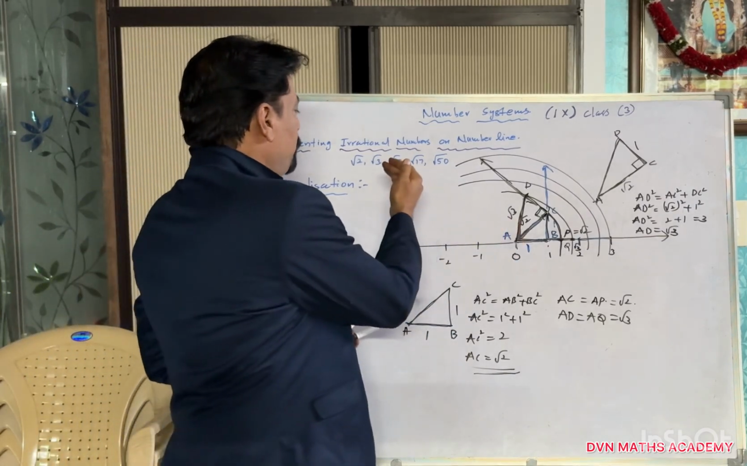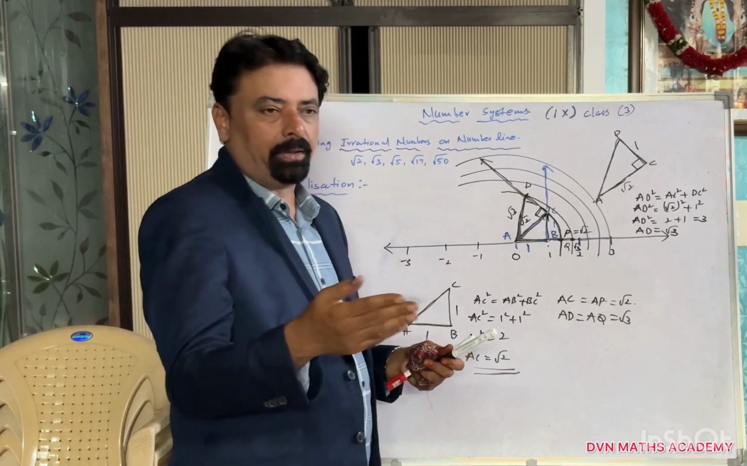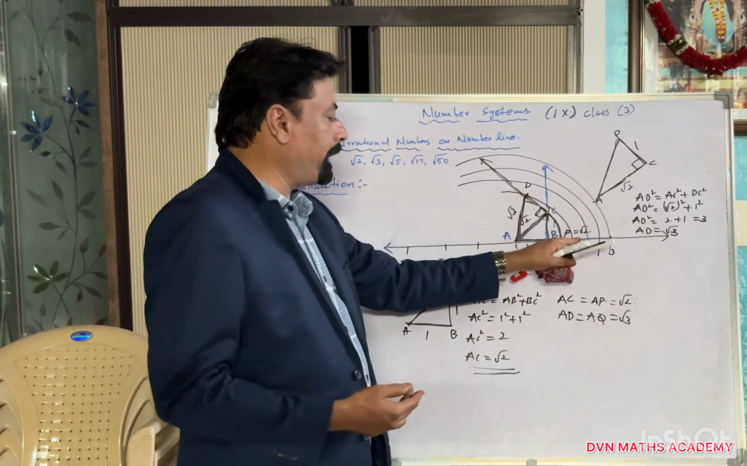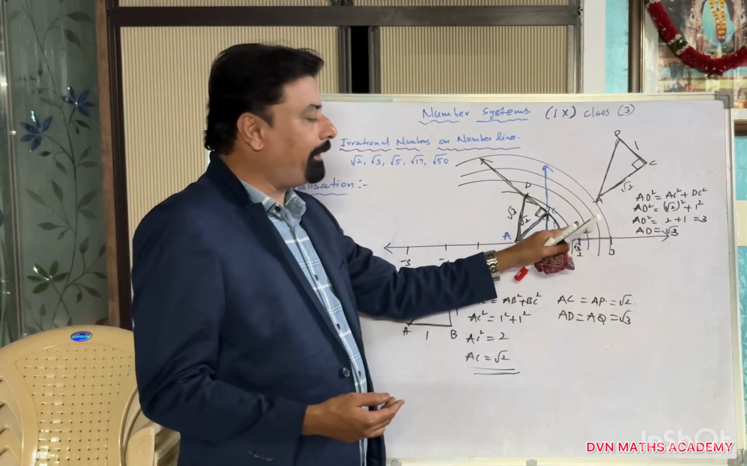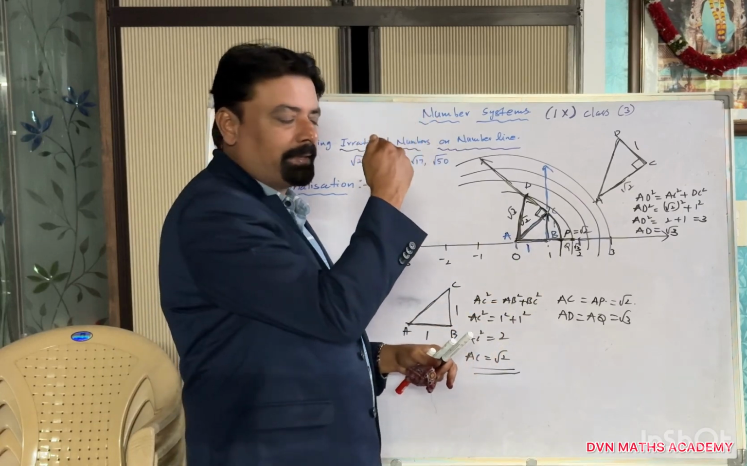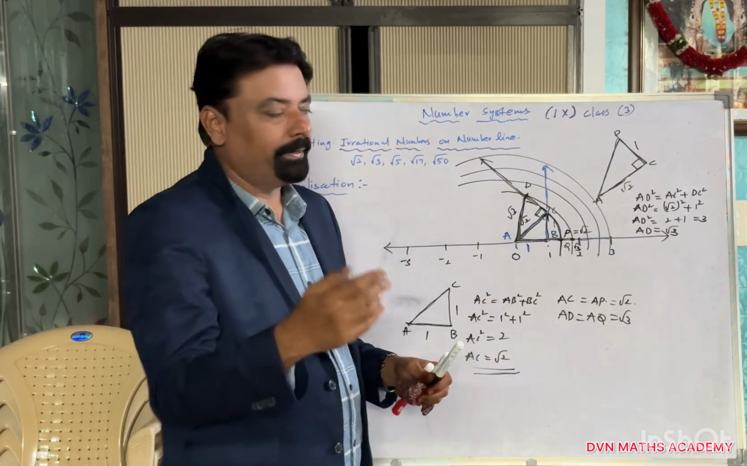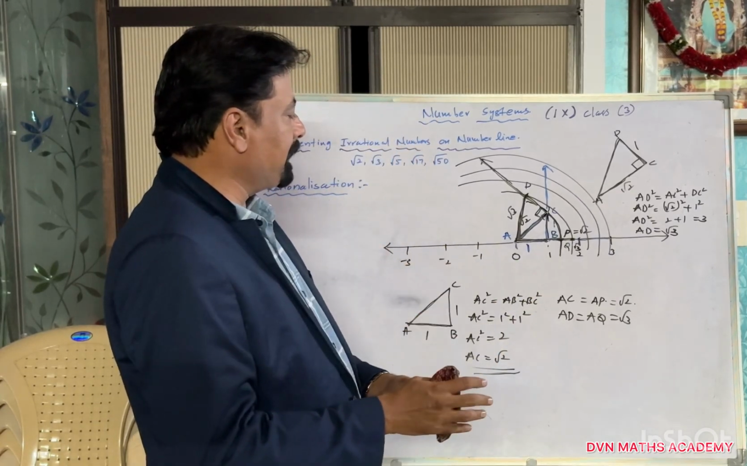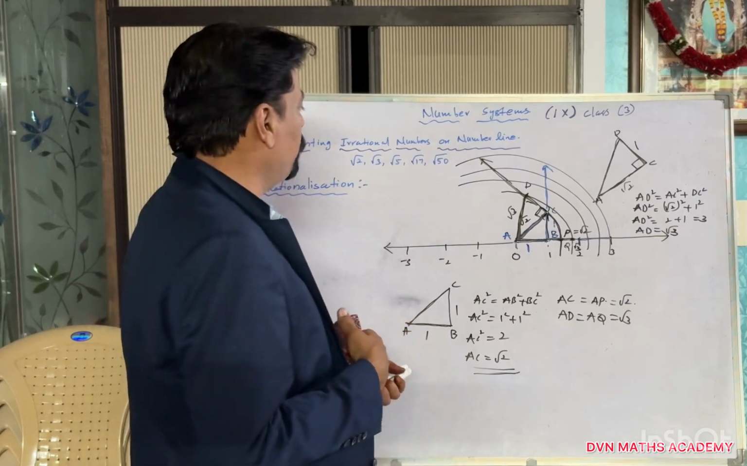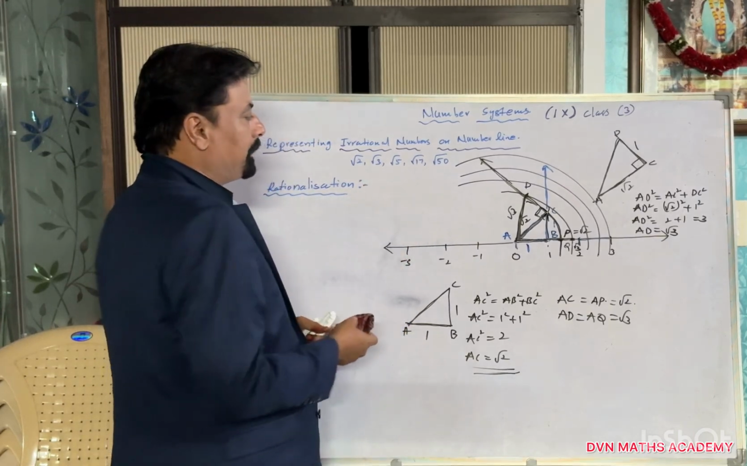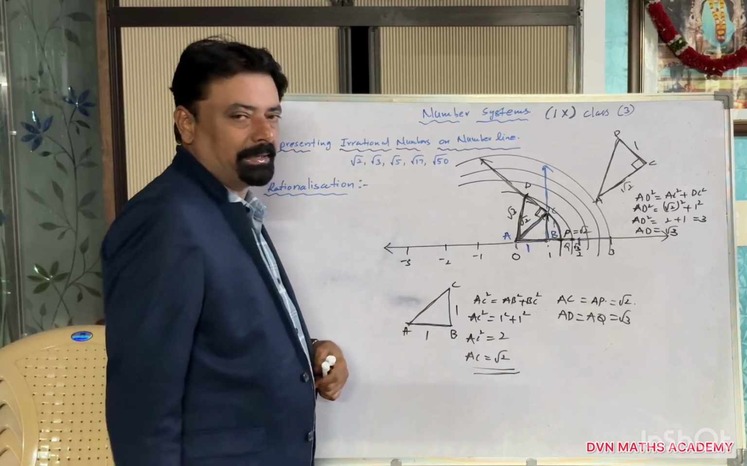So if you continue, root 2 you will get, root 3 you will get, root 4 means it will go through point 2 because root 4 your value is 2. And afterwards you construct another perpendicular, you will get root 5. But this is called a spiral. I mean, the square root spiral is there in your textbook. Like this, we can represent irrational numbers on the number line.